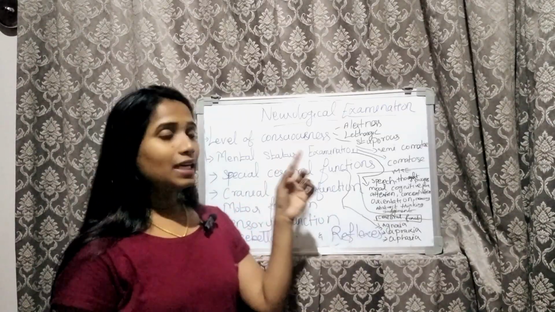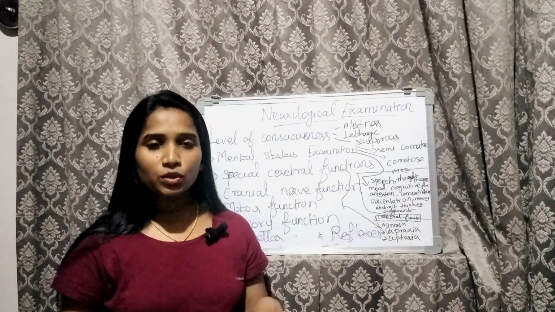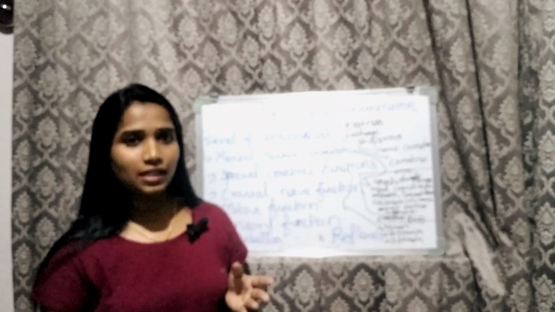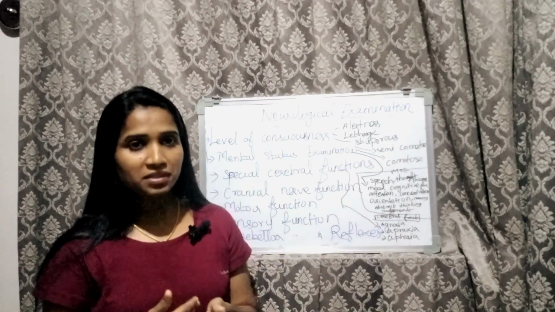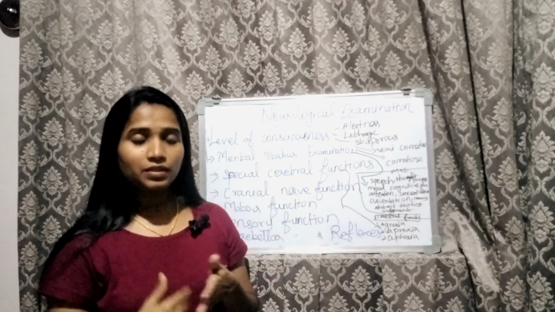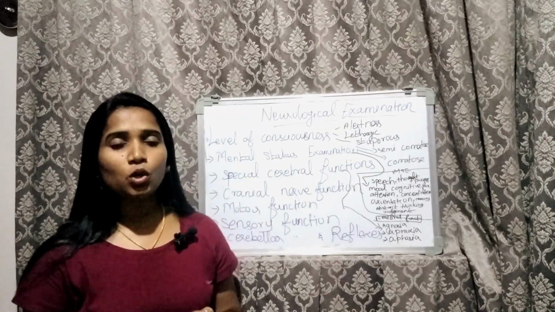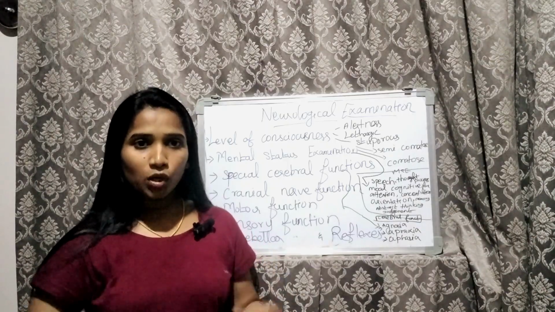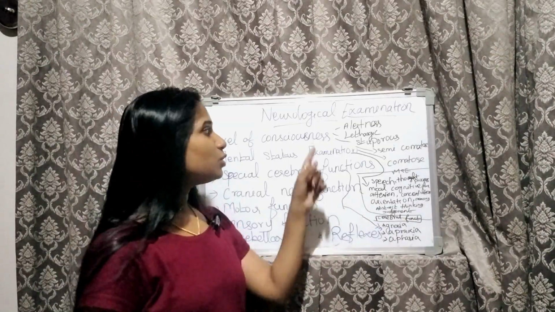Clear? Alertness means spontaneous response. Then lethargic, the person looks drowsy. Then stupor, he is responding with great difficulty. Then semi-comatose, he cannot give a response. Okay. Then next one is comatose. Comatose means no response. In semi-comatose, the person has lost his ability to respond, but in coma, no response. Clear? So these are the things.